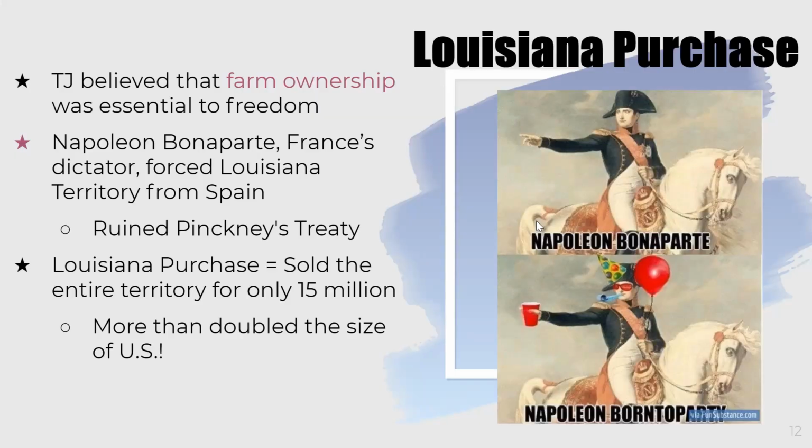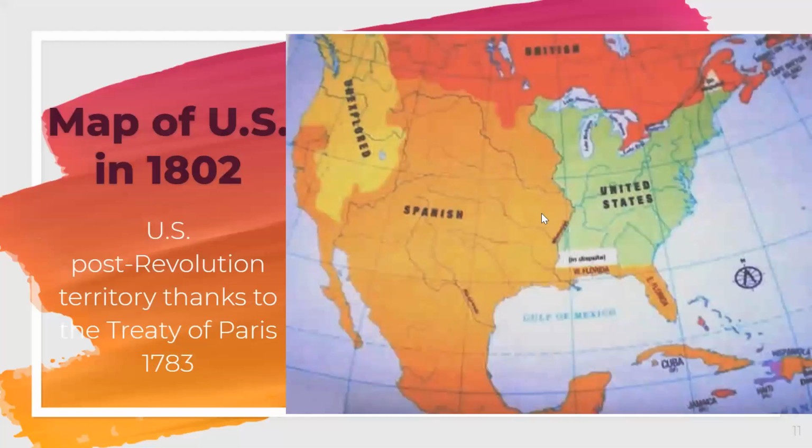They strong arm that from Spain. So France is now our next door neighbors again. Why we care about that is because it ruined Pinckney's Treaty. If you remember that from towards the end of Unit 3, that was our treaty with Spain that allowed us access to this port that is at the bottom of the Mississippi River, which is crucial for trade.